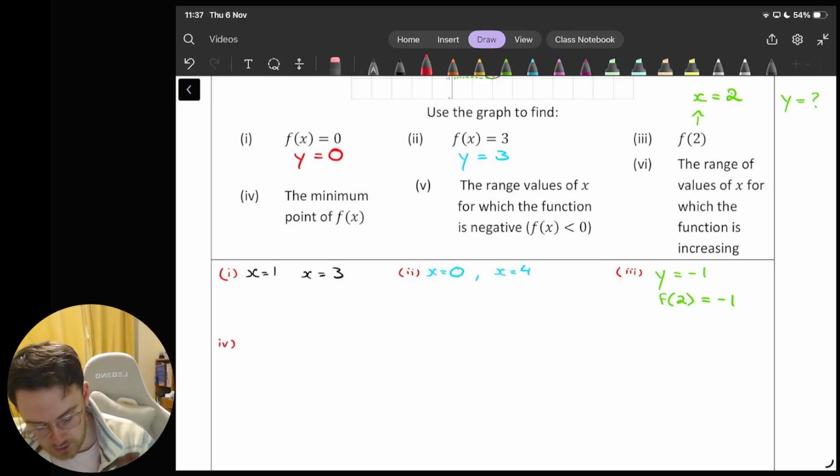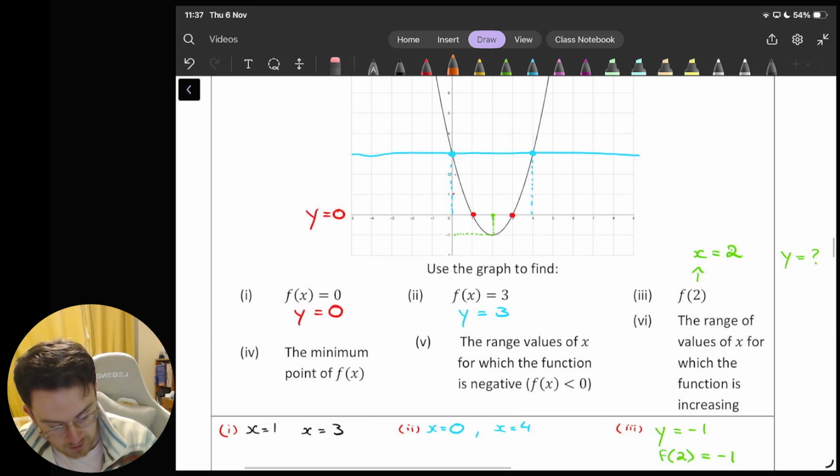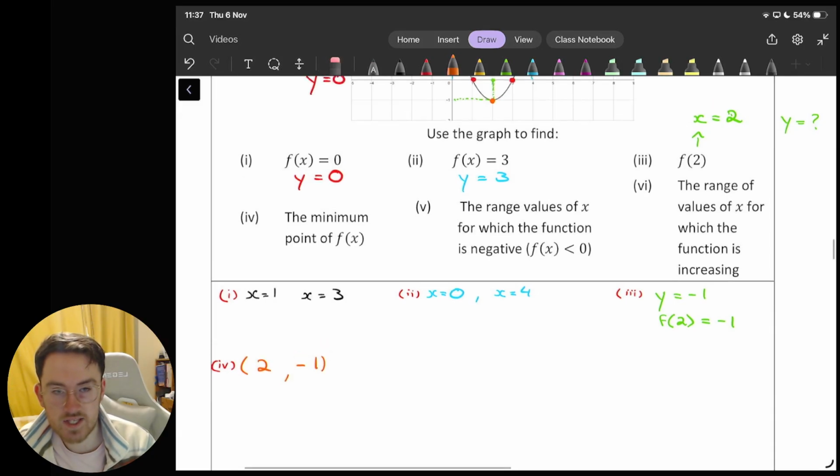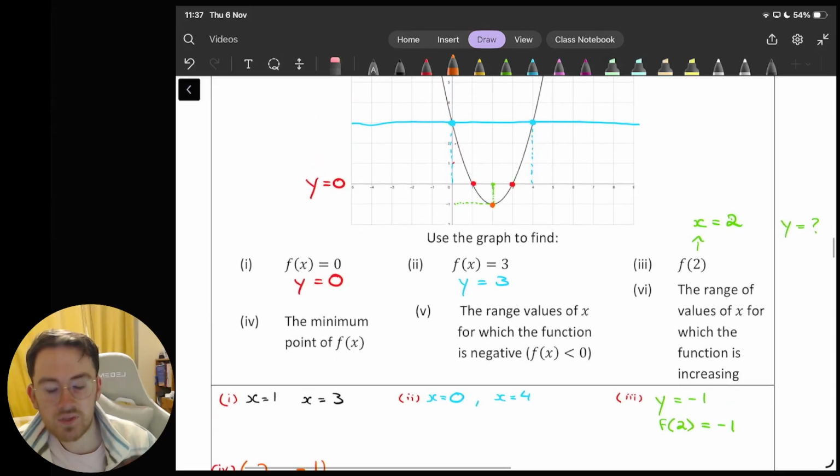The minimum point, the lowest point on my graph, we can see it kind of clearly. It's this point here. They've said point, so we need to give coordinates here, which means an x and a y part. That is going to be (2, -1). It's actually the same answer we had in the last part.